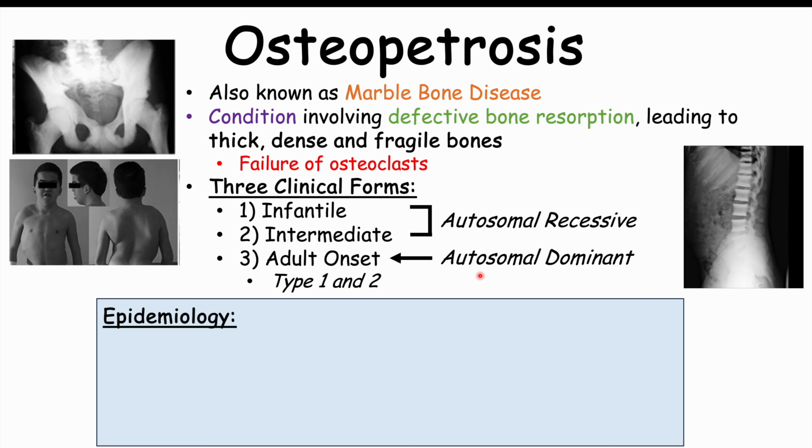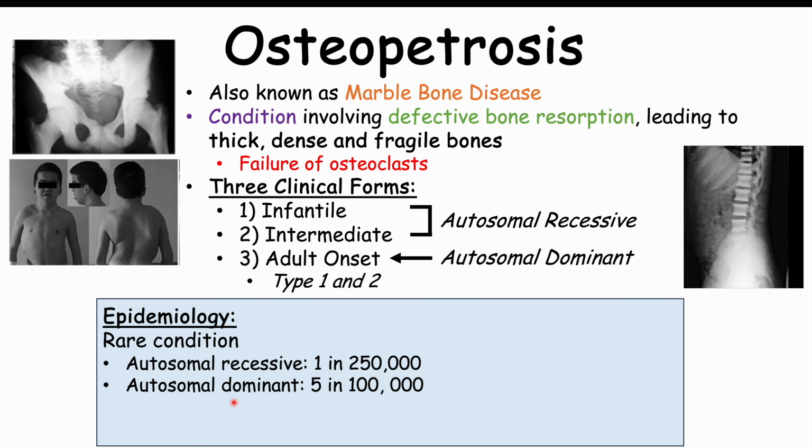Now, osteopetrosis is a rare condition. The autosomal recessive forms, infantile and intermediate forms, are more rare. They occur in only 1 in 250,000 people worldwide. And the autosomal dominant forms are more common, although still rare. 5 in 100,000 have the autosomal dominant form, or the adult onset form. And the age of onset is variable. It depends on the form or the type of osteopetrosis that you have.